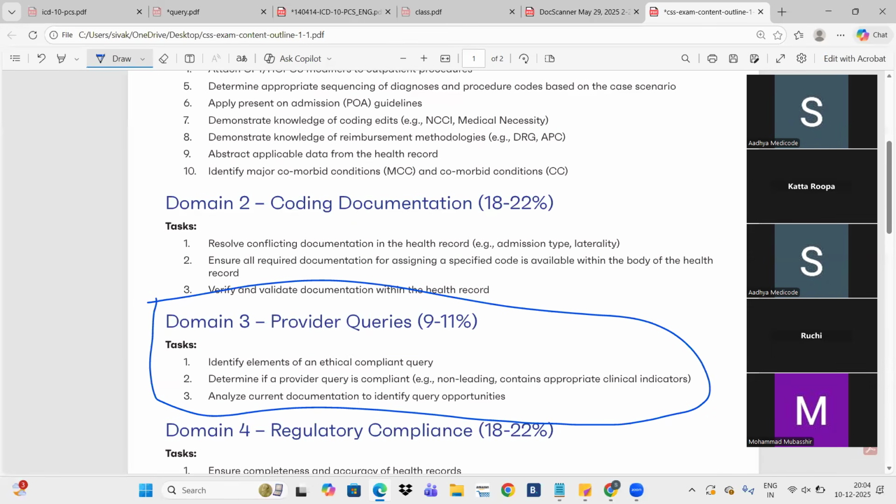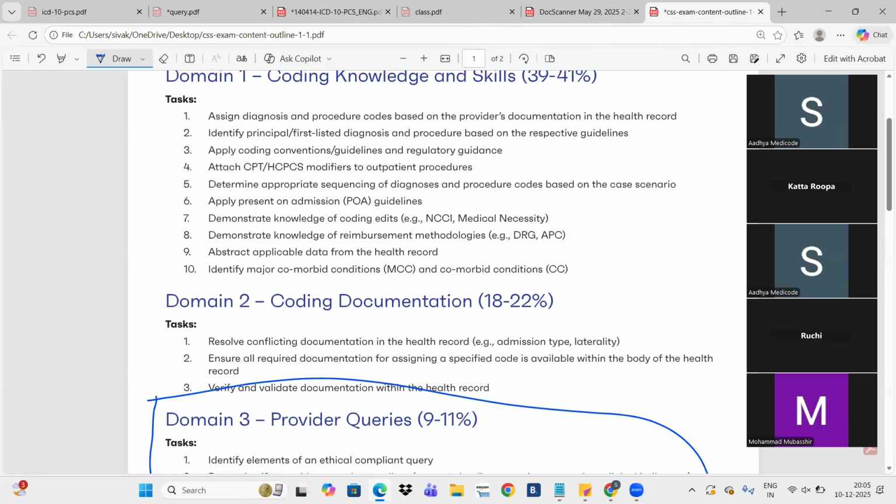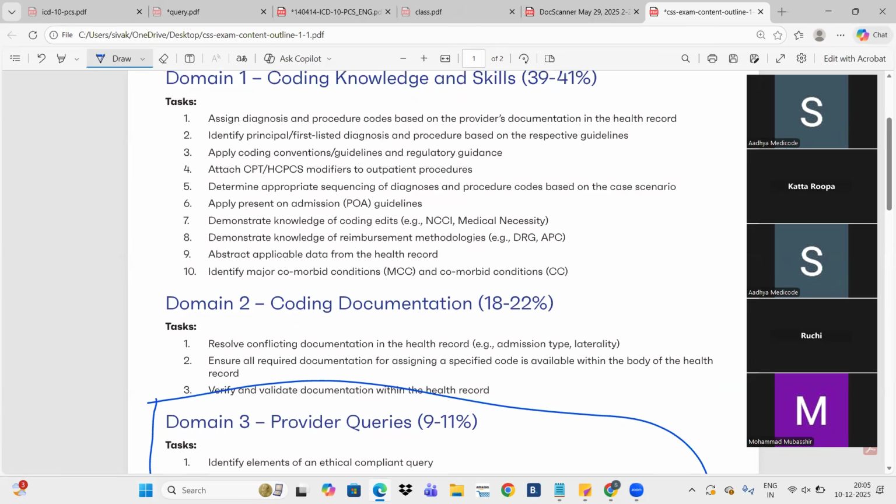Okay. So next concepts we can discuss from the domain 1. That should be first, demonstrate knowledge of reimbursement methodologies. Demonstrate knowledge of reimbursement methodologies.